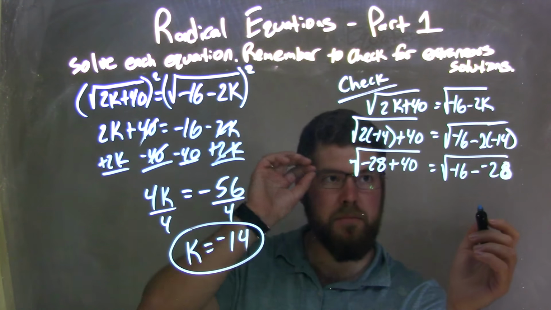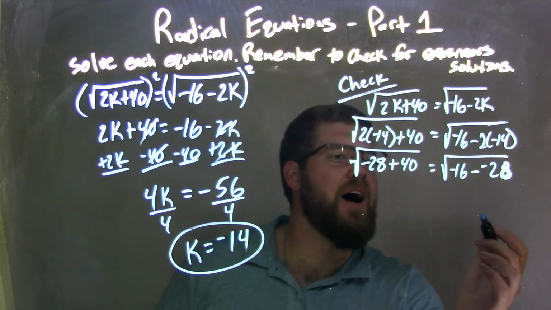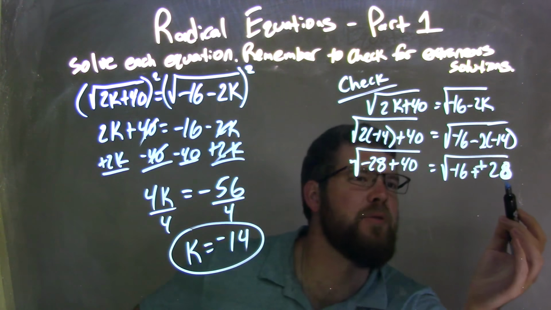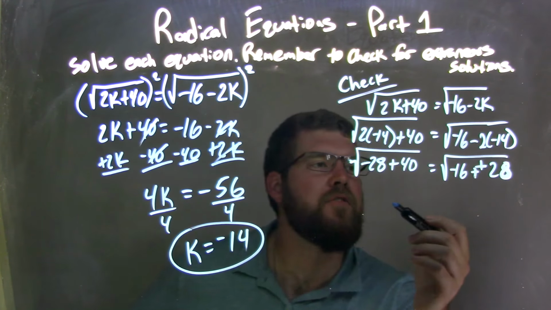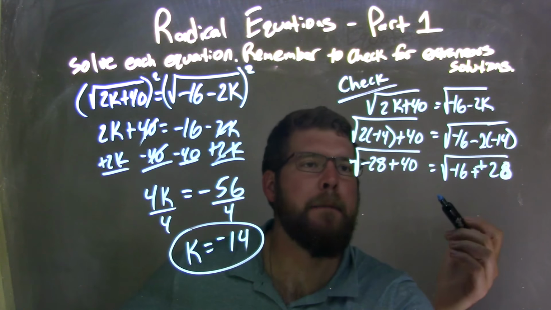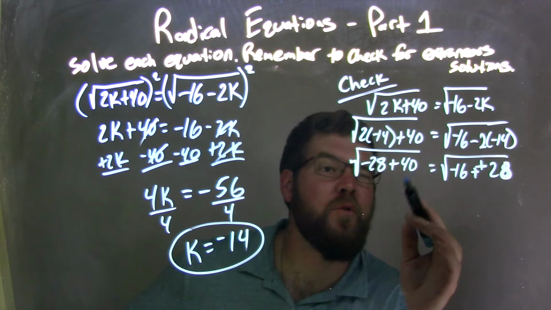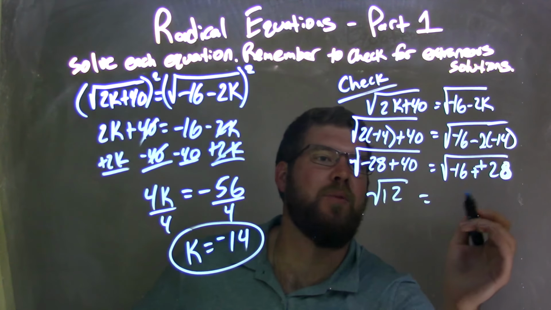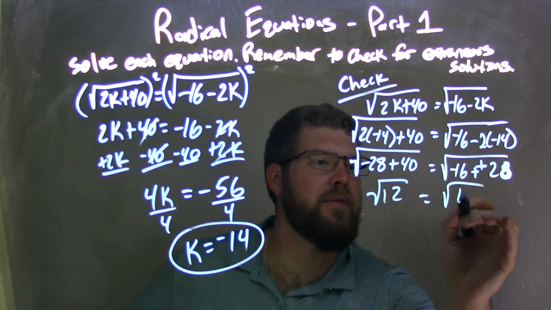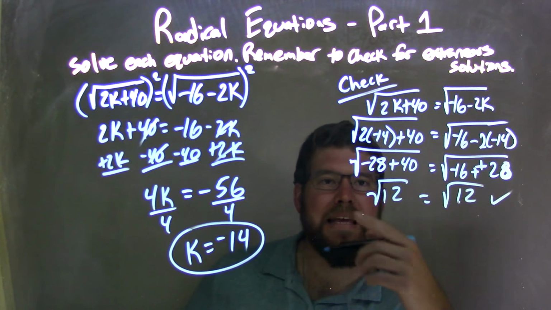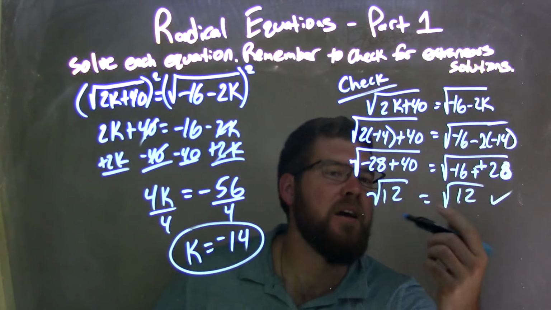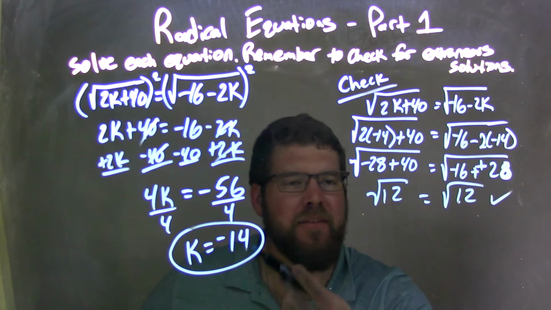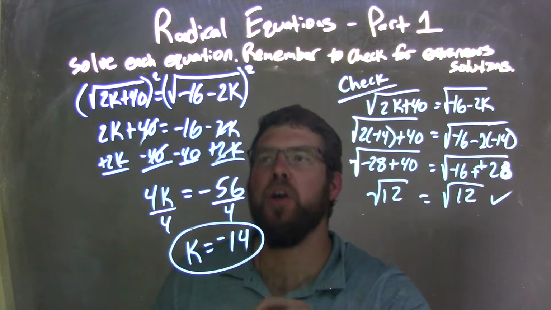Now be careful. Subtracting a negative is the same thing as adding a positive, so that's like plus a positive 28. That's a weird looking, it looks more like a snowman, to be honest. So we have a positive 28 there. And so negative 28 plus 40 is a positive 12. And on the right-hand side, negative 16 plus 28 is also a positive 12. Left and right are equal, which is fantastic. And so it means we don't have an extraneous solution, and it confirms that k equals negative 14 is my final answer.